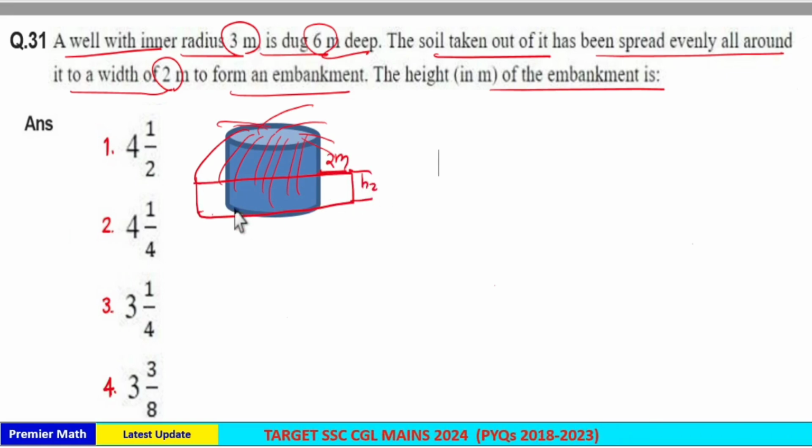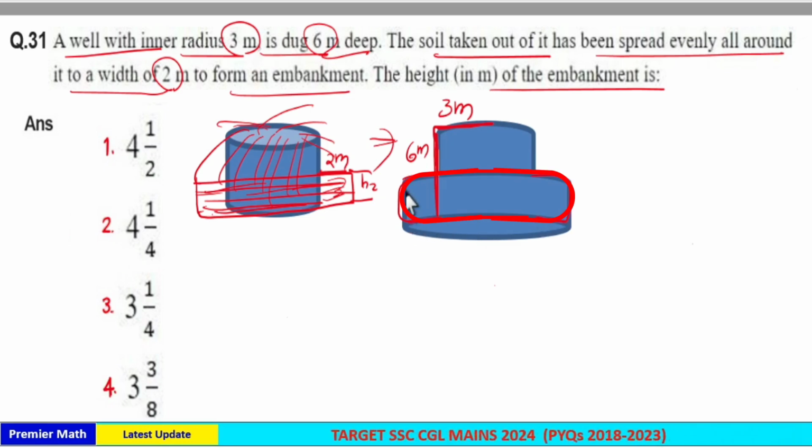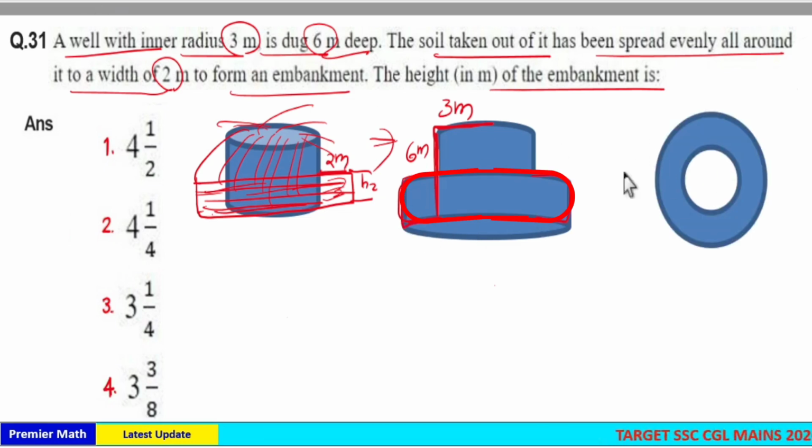Consider it as H2. Now the soil, inside soil will create an embankment around this well. Now this will be like this. And this is the radius of this well, which is 3 meter, and height of this well is given as 6 meter. Now this is the embankment around this well. The top view of this embankment is like this, like a hollow cylinder. This is the well inside it. Radius of this well is 3 meter and width of this embankment is 2 meter.